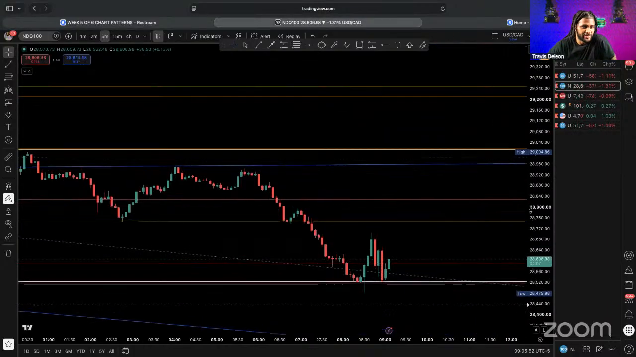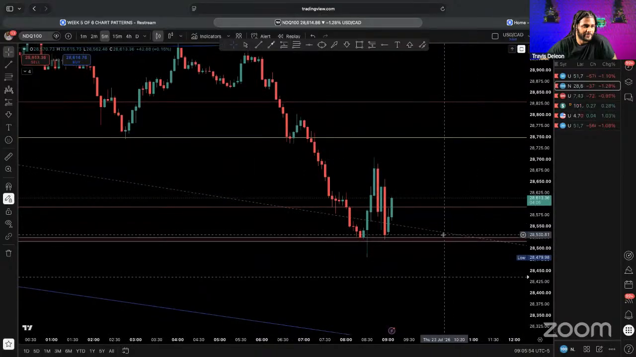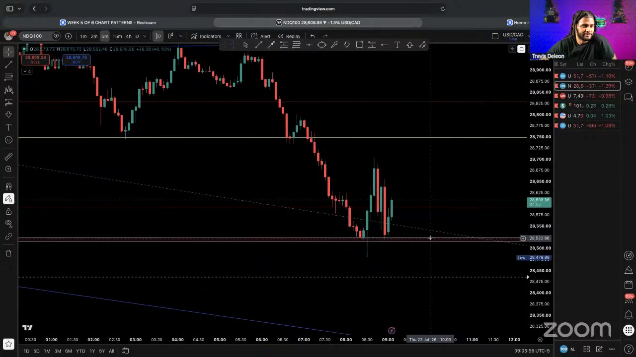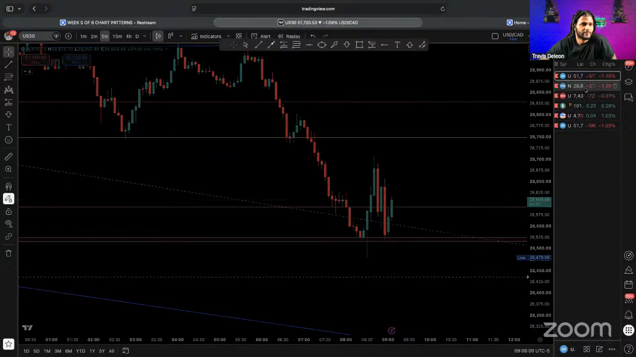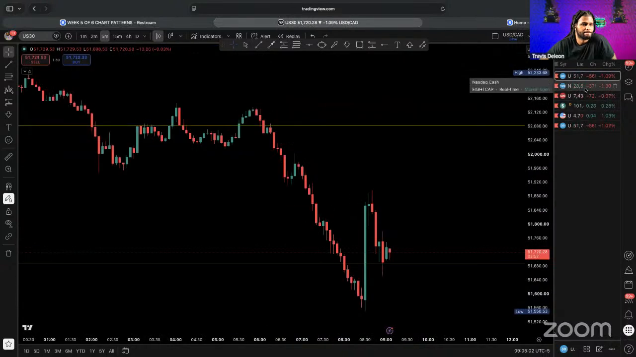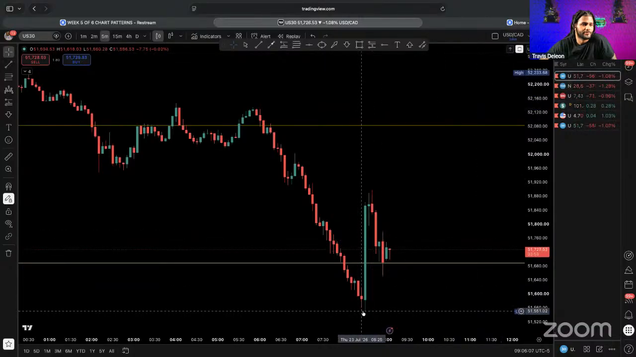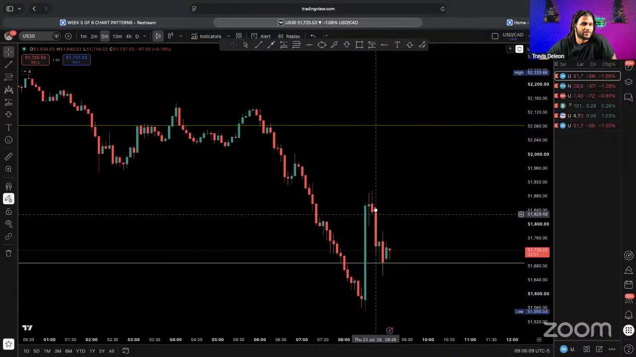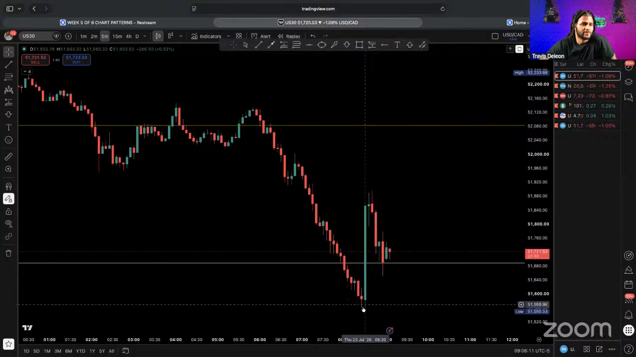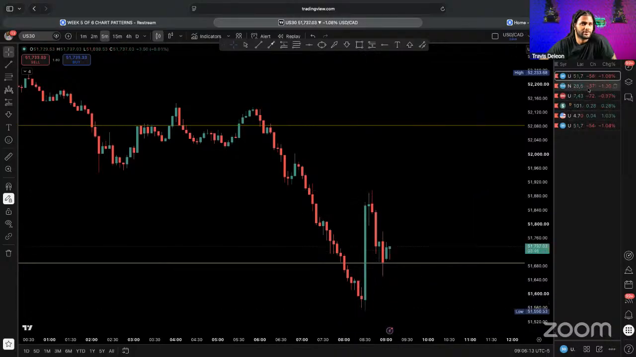Nas is really struggling down in here. Price doesn't seem to want to break under. This was a big candle on Nas. This was a 400 pip candle, 350, 400, something like that.